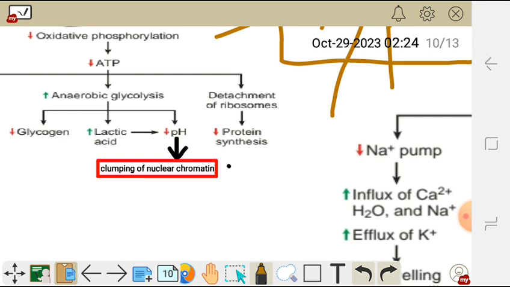Okay, so apart from clumping of nuclear chromatin, we are also going to observe detachment of ribosomes from the rough endoplasmic reticulum. So we know that these ribosomes are attached to the rough endoplasmic reticulum, but when the water accumulates inside the cell, the rough endoplasmic reticulum is going to swell. So as it swells, some of the ribosomes are going to be detached.